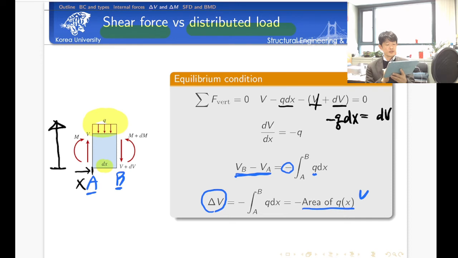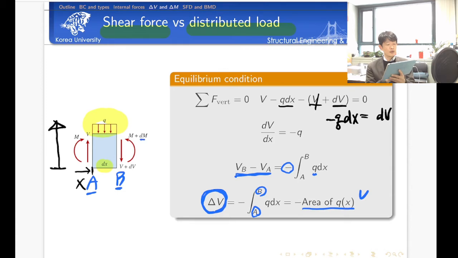Okay, the change of internal shear force between two points is nothing but the area of the distributed load with the minus sign. Isn't it right? So now the next step.